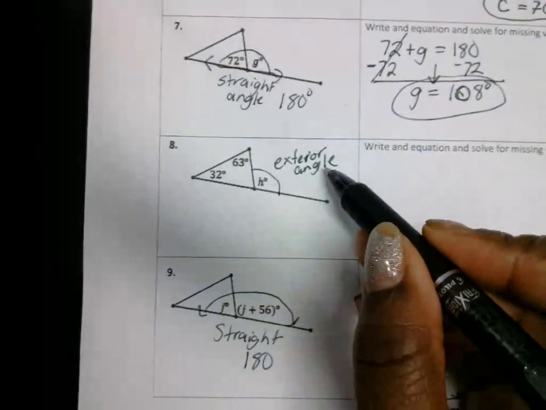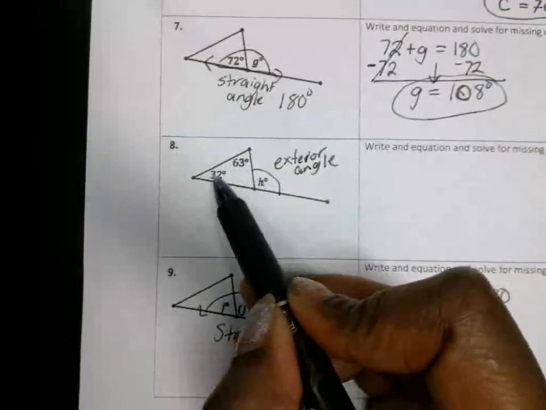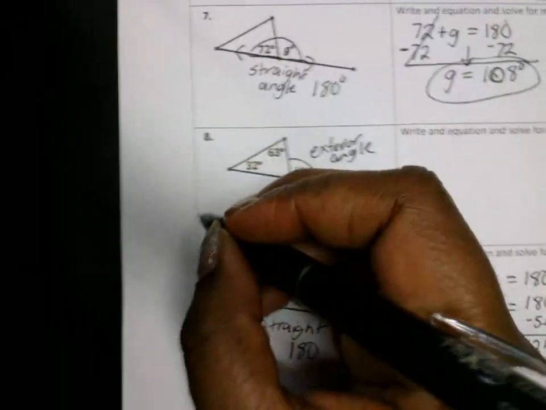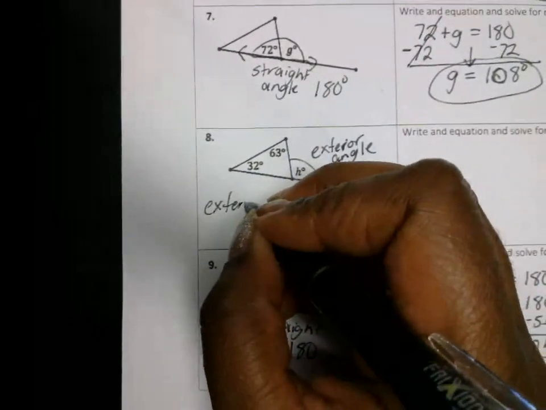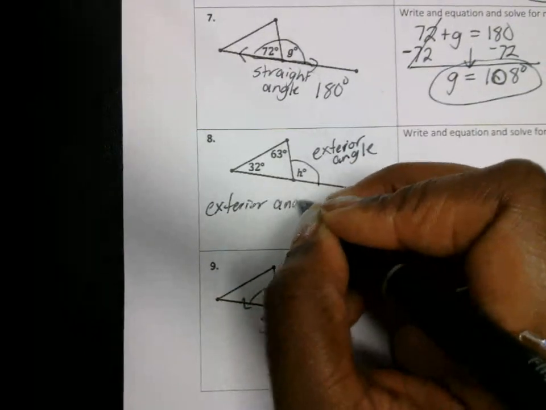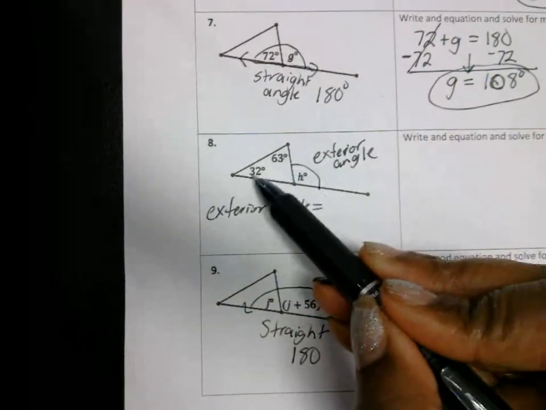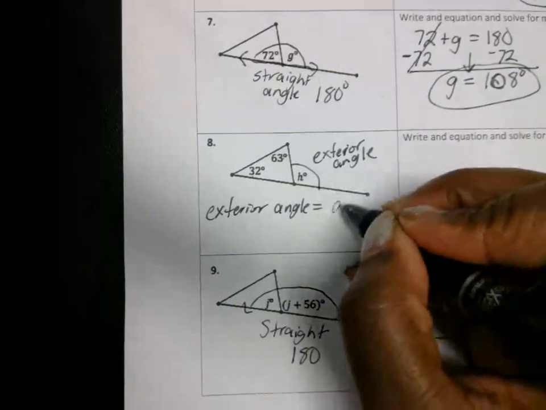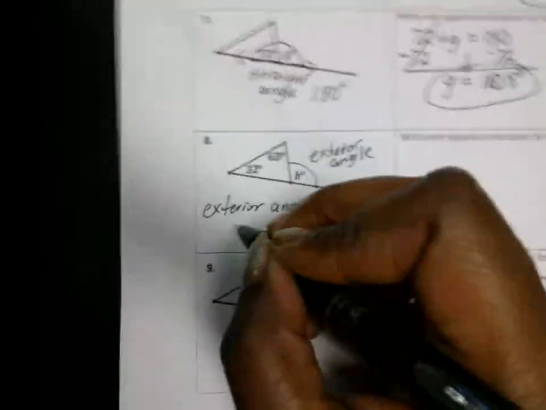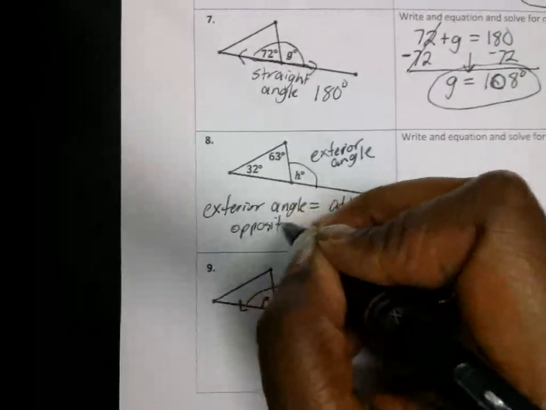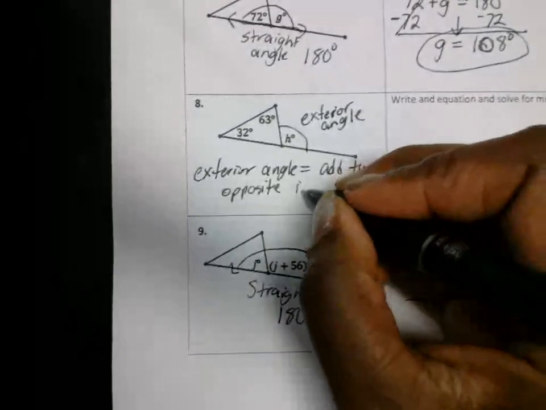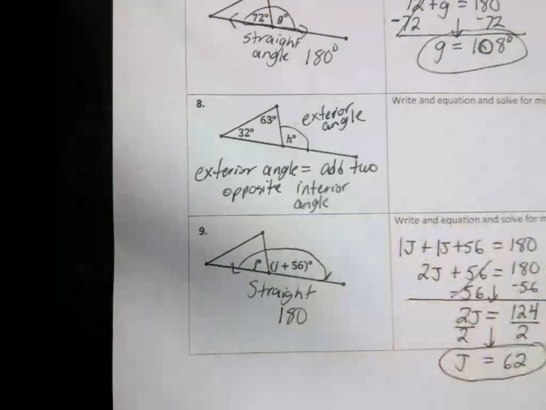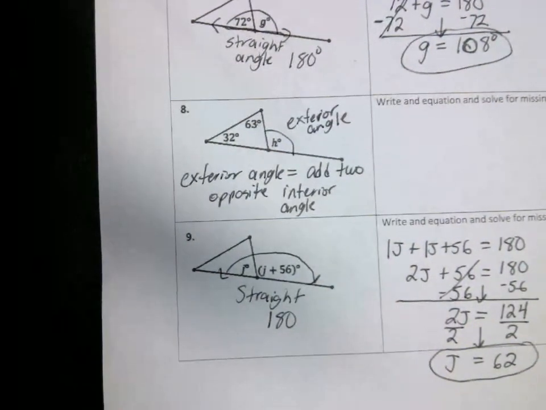All right, exterior angles. The two opposite interior angles, if you add them together, is going to equal this exterior angle. So for exterior angles, add the two opposite interior angles. That's all you got to do. And you're going to get the same answer that you got before, Abby, okay? So you did it perfectly.